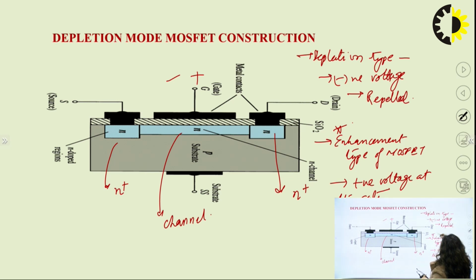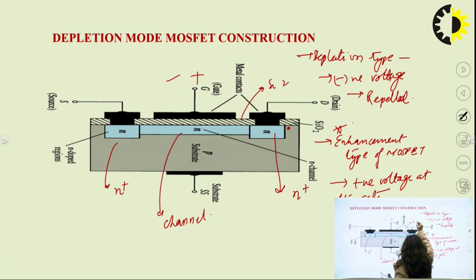And there will be a depletion type of MOSFET creation in this structure. For the depletion mode MOSFET, we have to apply a negative voltage at the gate. This layer is the silicon dioxide layer, and the layer above it is the metal layer, the metal contacts.